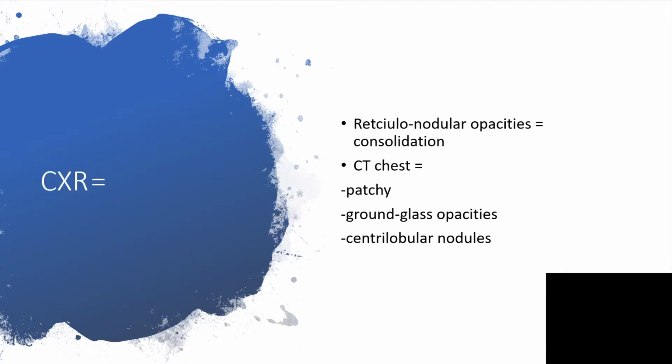The chest x-ray here will show reticulonodular opacities going to consolidation. When you take the CT of the chest, it's going to be patchy, ground-glass opacities with centrilobular nodules.